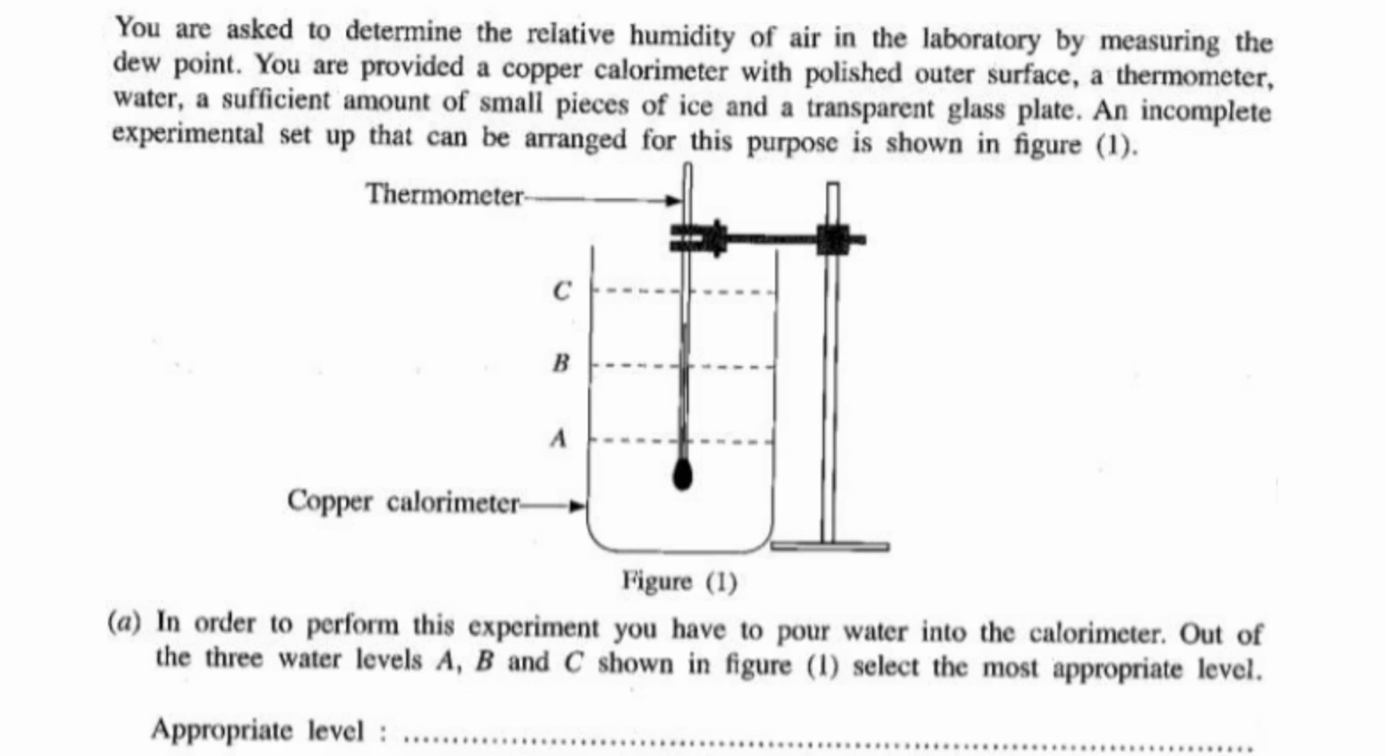You are asked to determine the relative humidity of air in the laboratory by measuring the dew point. You are provided a copper calorimeter with polished outer surface, the thermometer, water, a sufficient amount of small pieces of ice, and a transparent glass plate. An incomplete experimental setup that can be arranged for this purpose is shown in the figure.